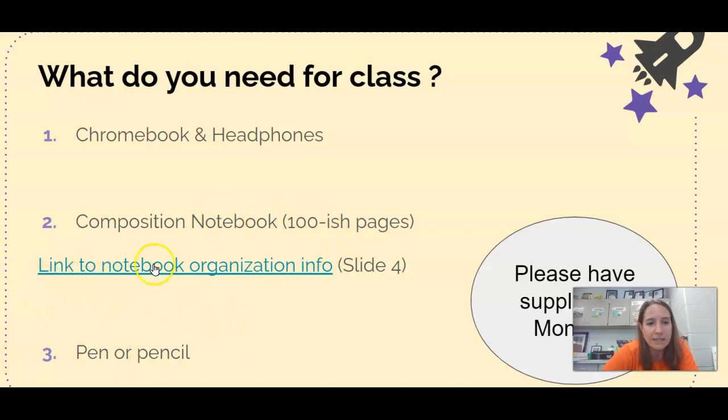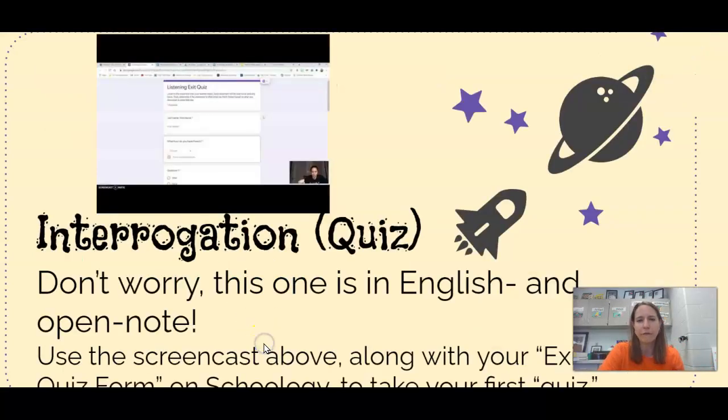And this is a link that will show you how your notebook should be organized. So your notebook organization, I'm going to talk about in a minute, so we won't bother talking about it here. And then you'll also just need to make sure you have a pen or pencil. Now, of course, this is different since you're online, but we are going to be writing in a composition notebook, taking pictures, so not everything is going to be typed in this class, so just be aware of that.